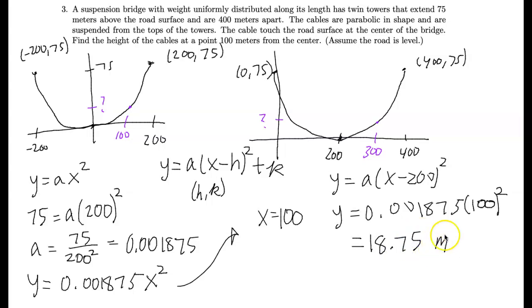And that's our height. So you can use either form, you'll still get the same answer. So when you're 100 meters from the vertex, the height of the cable is 18.75 meters.